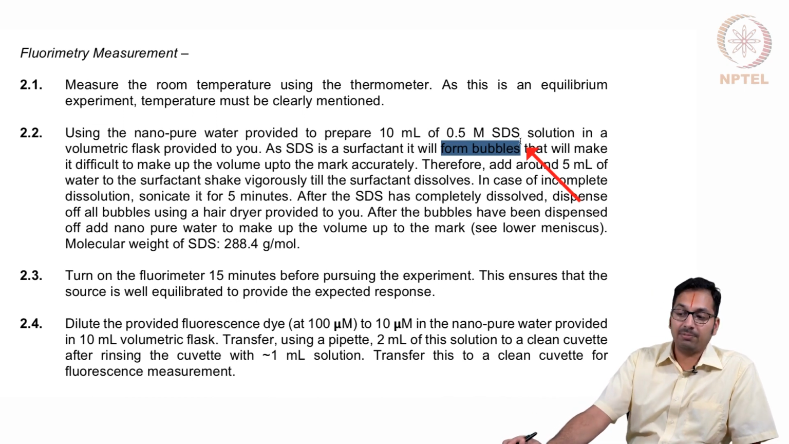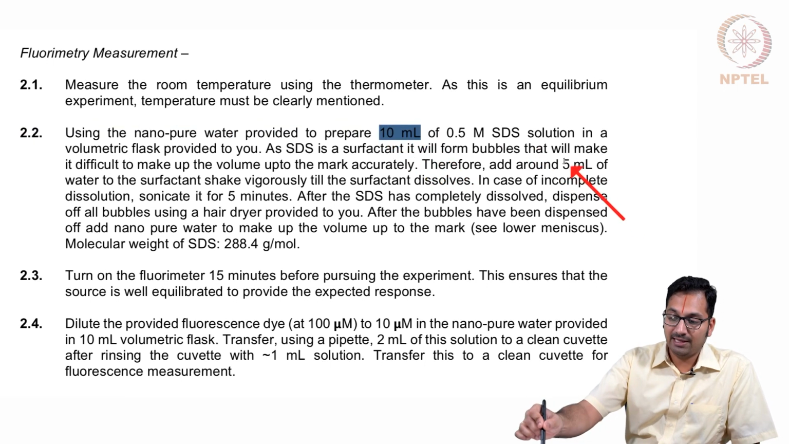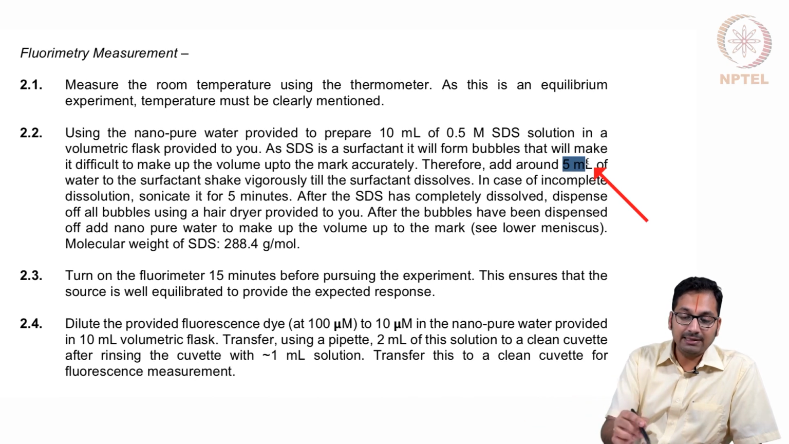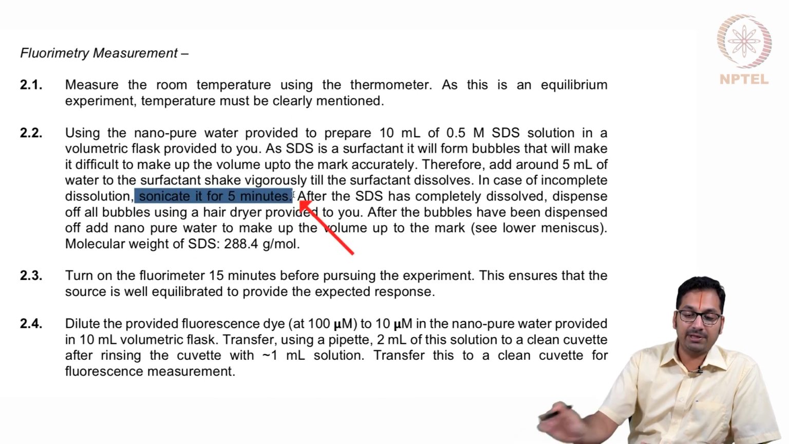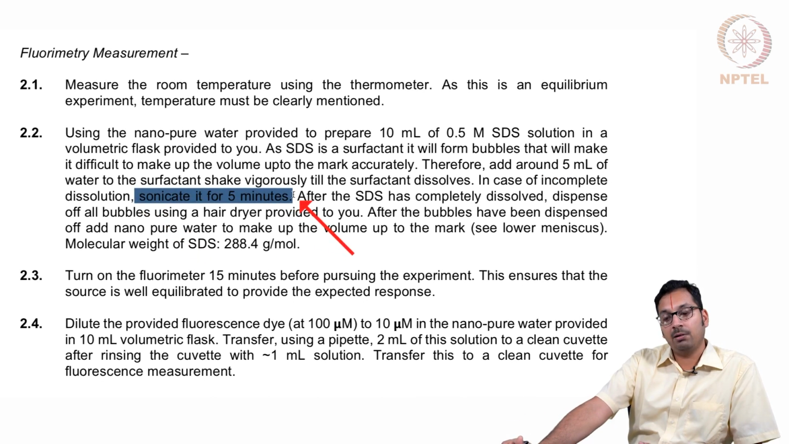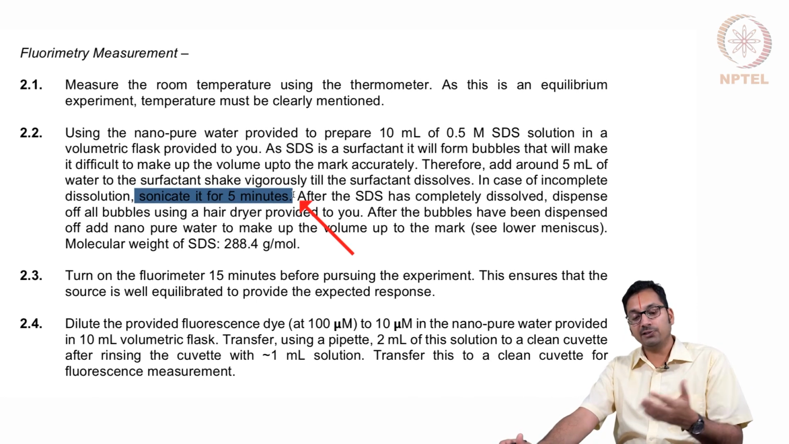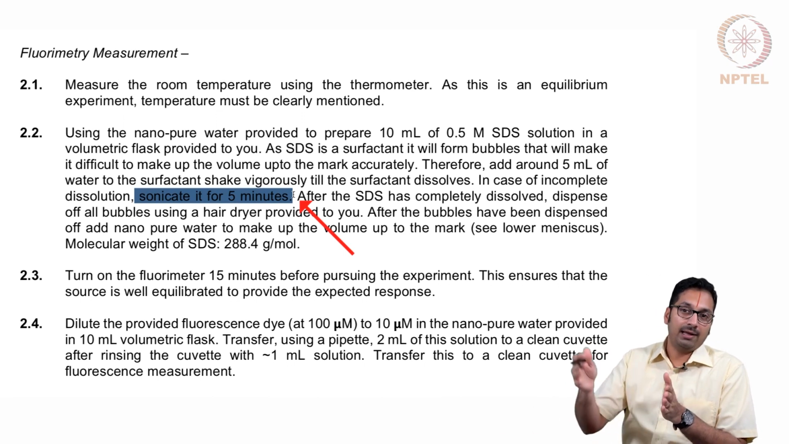Therefore, generally what people do, instead of adding all the 10 ml to make up the solution in one shot, is add just 5 ml of the solution. They shake vigorously, and in case the surfactant is incompletely dissolved, we sonicate it for a few minutes. So instead of putting all the 10 ml and seeing that it's not completely dissolved, people generally dissolve salts or anything that's solid in multiple phases.